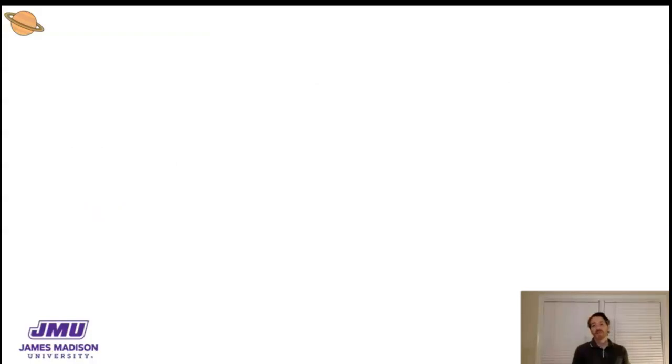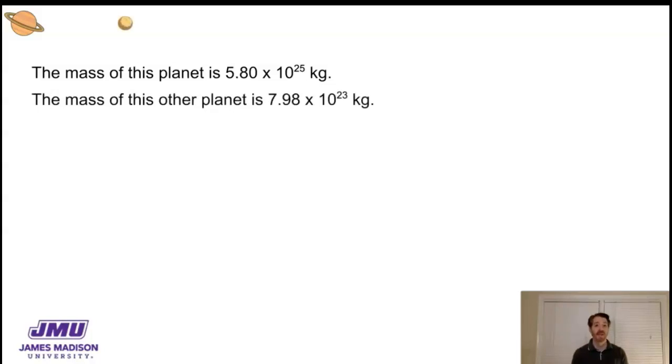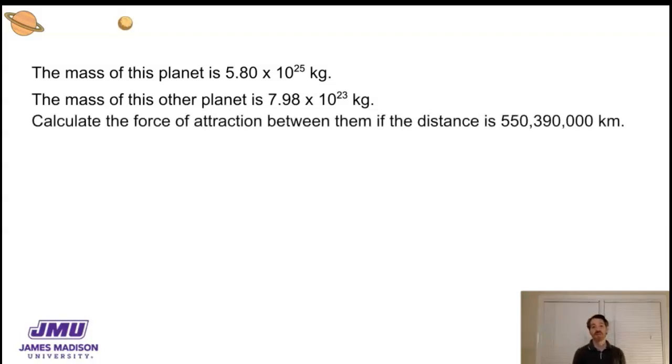I'd like to do a quick example problem, even without getting any coffee. Here's this made-up planet, and the made-up mass for this planet is 5.8 times 10 to the 25th kilograms, and I'm going to make up a second planet, and its mass is 7.98 times 10 to the 23rd kilograms. How do we determine the force of attraction between them if the distance is given? That distance is actually a really large number from the perspective of things on Earth, but it's pretty reasonable for things like how far apart planets are in our solar system.